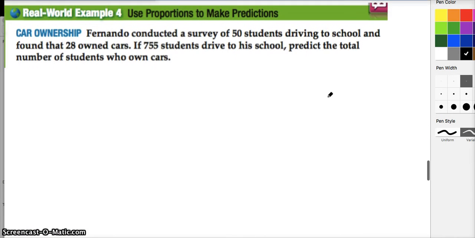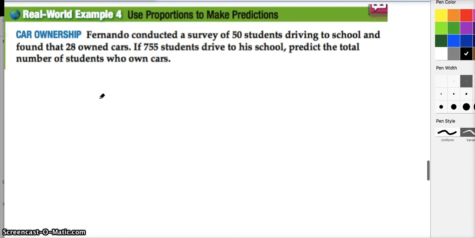All right, we have one more example here. Fernando conducted a survey of 50 students driving to school and found that 28 owned cars. If 755 students drive to school, predict the total number of students who own cars. So this gets into a little bit of statistics. When people say this many people support whatever, and you say, well, how do they know, because they didn't ask me? There's a statistical belief that if you have a decent enough random sample of people, you can predict what the rest of the people say.